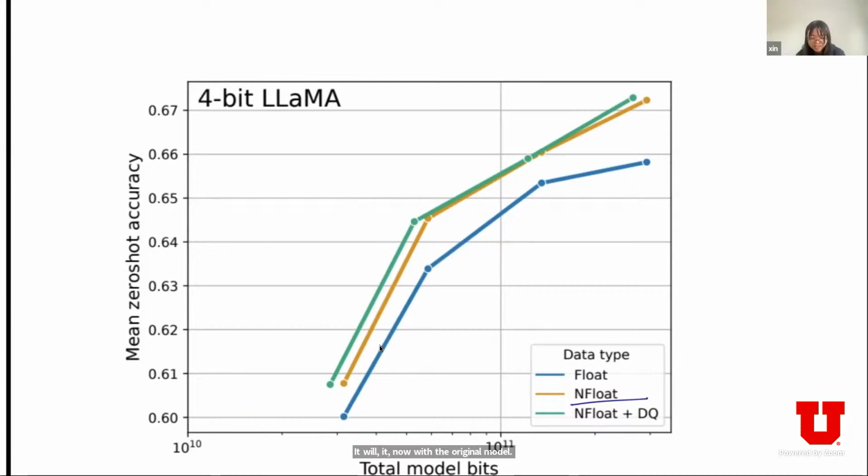Yes, the model bits, not the number of the model parameters. So it means that with the same memory cost, quantization can achieve better performance than the original model. So performance here means what? Accuracy. What does accuracy mean here?